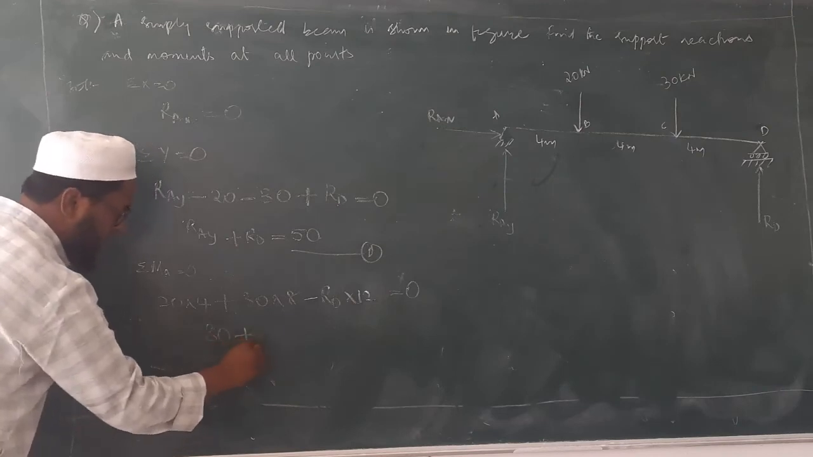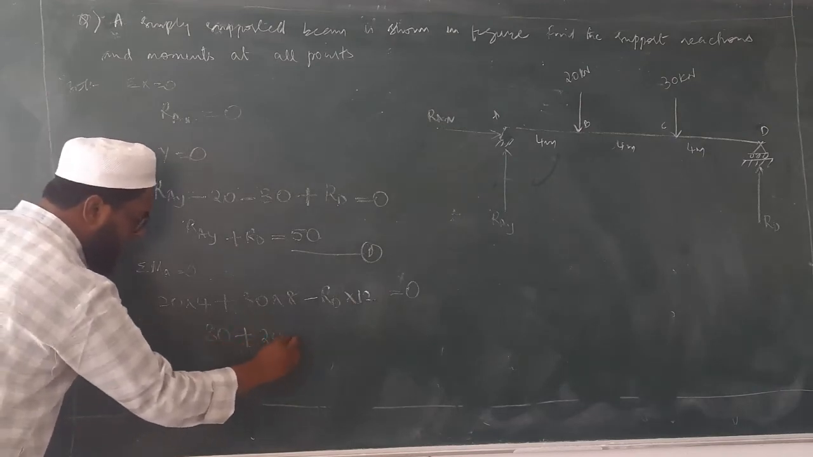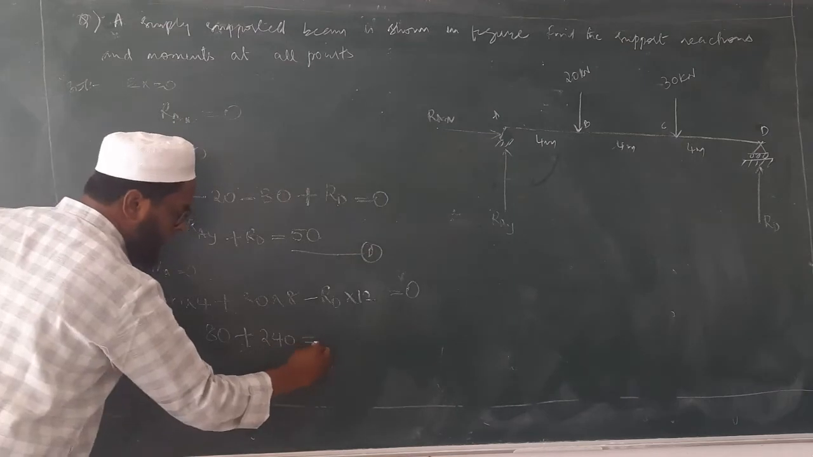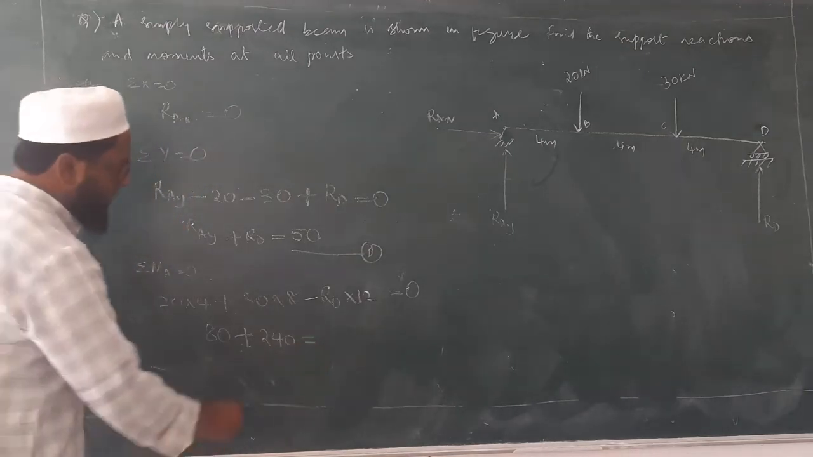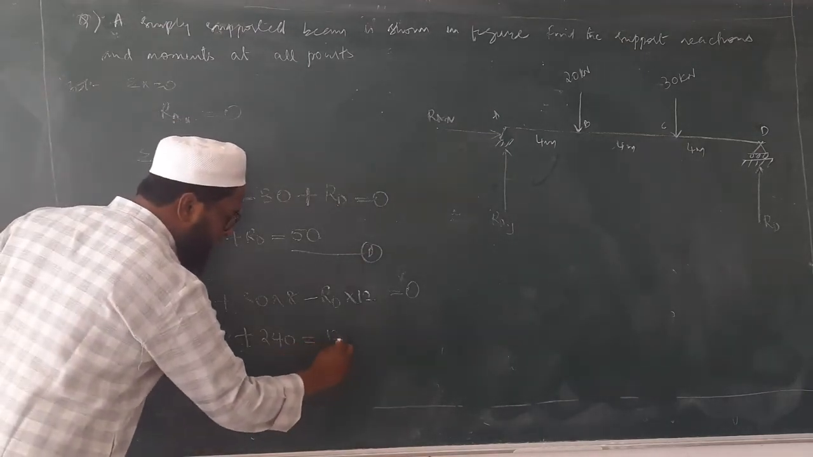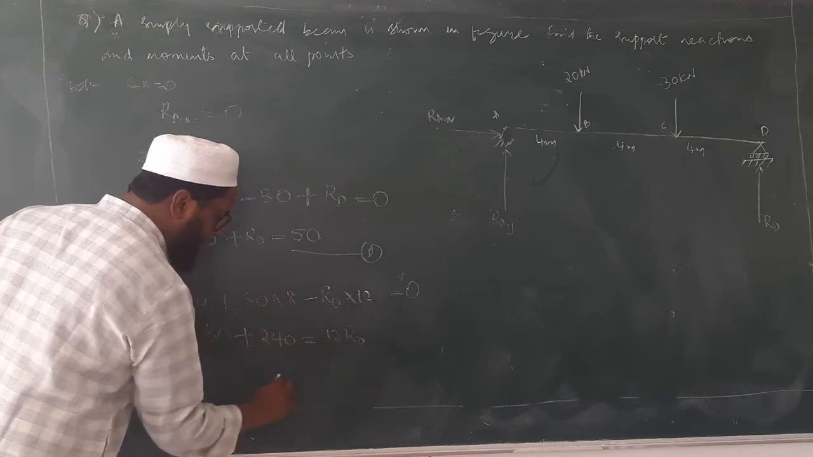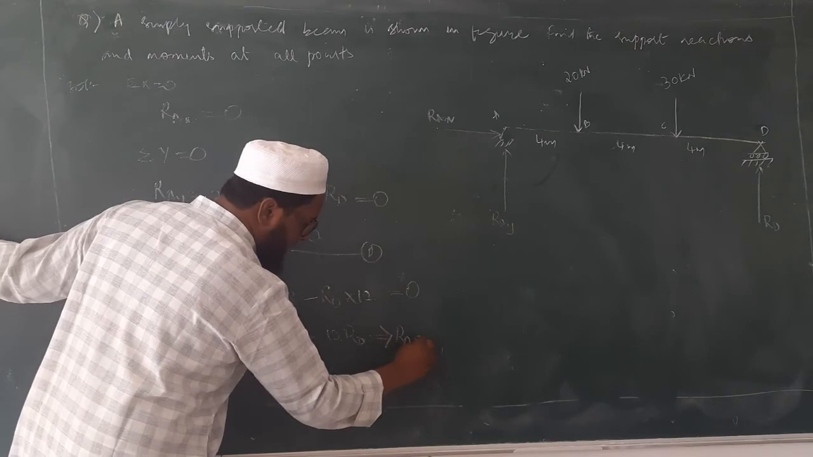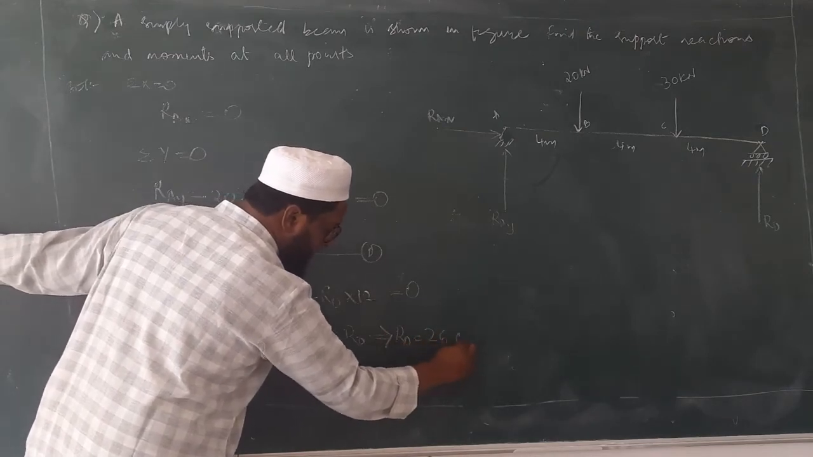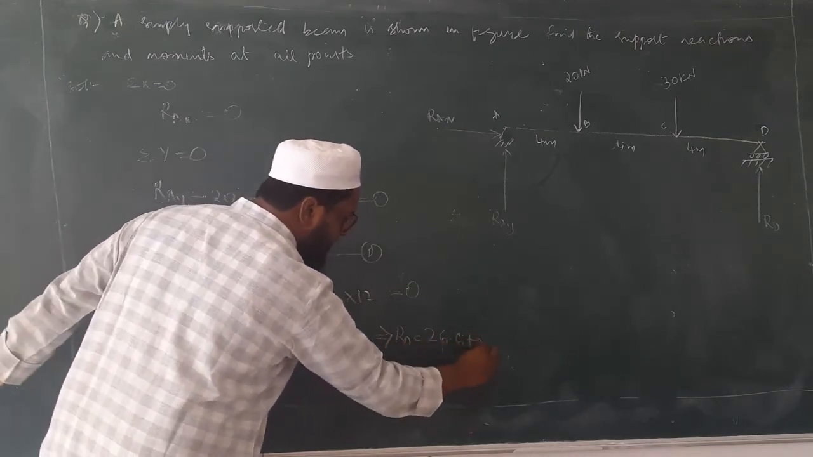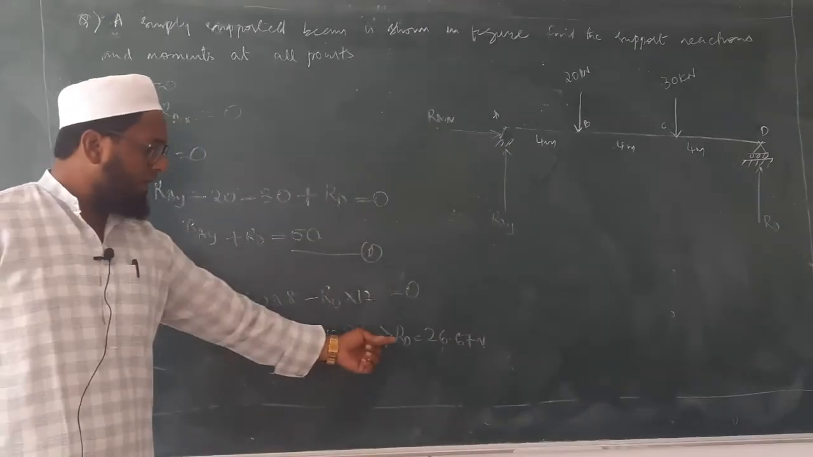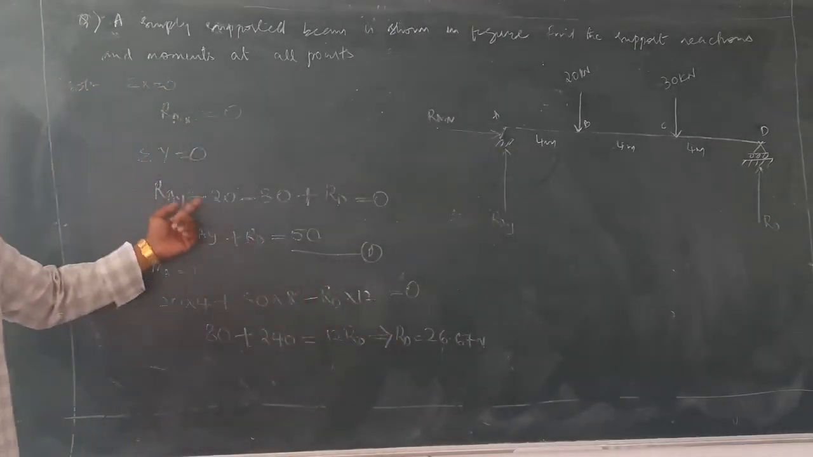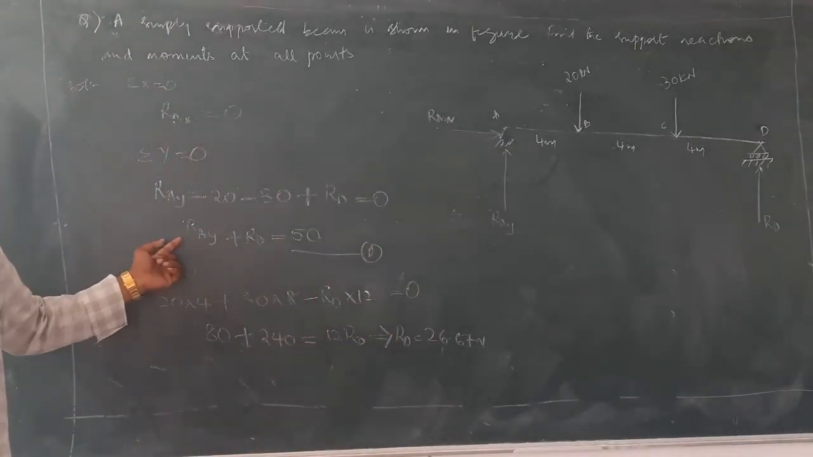80. Plus 8 3s are? 8 3s are 24, no? Then it is equal to 12. RD. Can you tell me the value of RD here itself? 26.67 kilonewtons. Now substitute the value of RD in equation number 1. You will get the value of RAY.